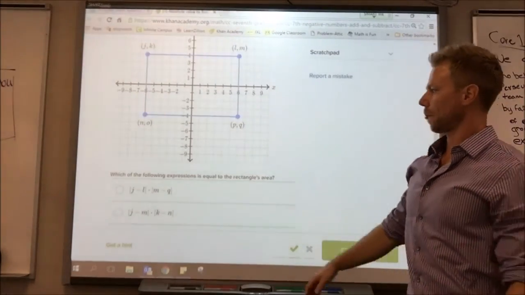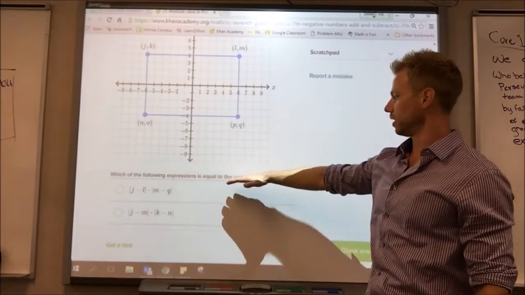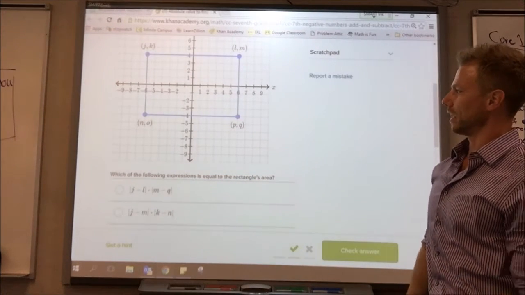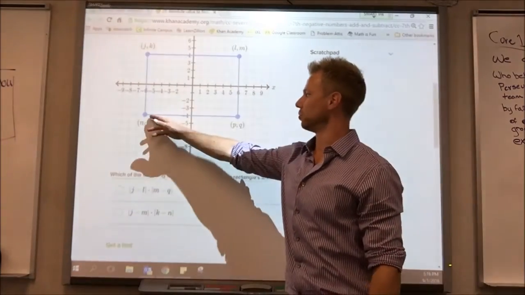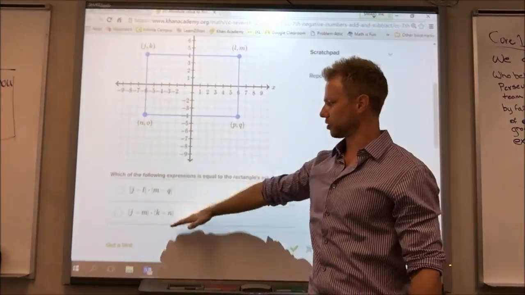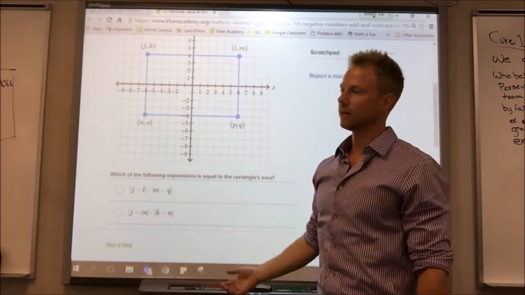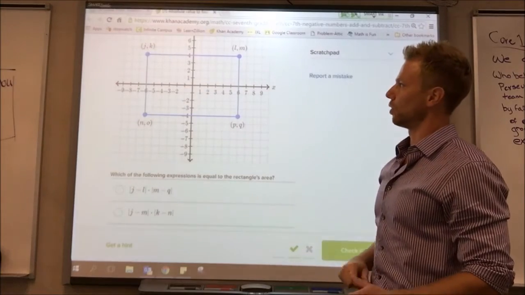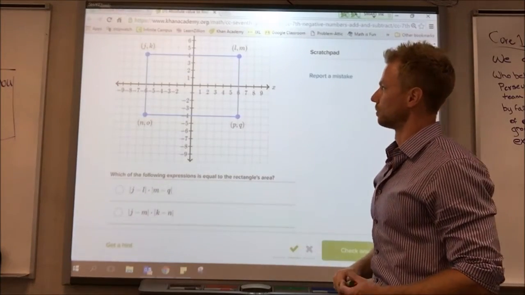Okay, on this problem, it says which of the following expressions is equal to the rectangle's area? So in order to find the area of a rectangle, you need to do length times width. So one of these expressions would give us length times width. We need to figure out which one that would be. So first, let's identify what numbers all these letters are.